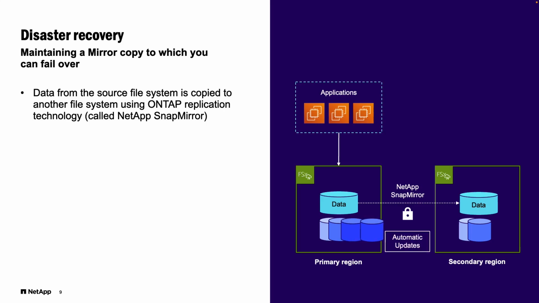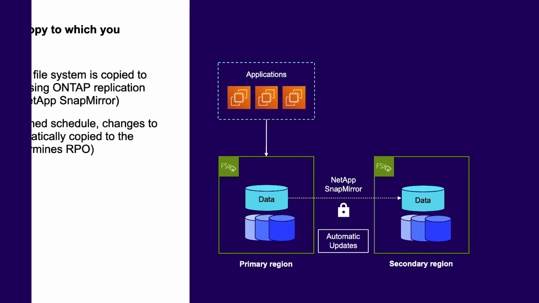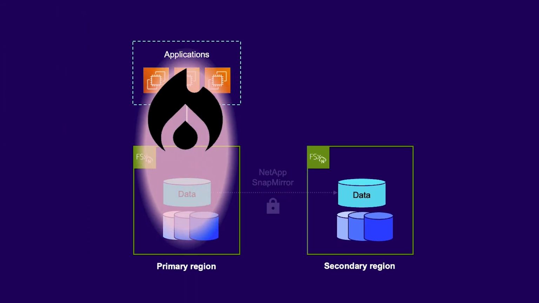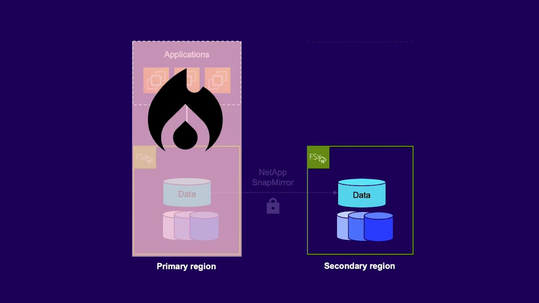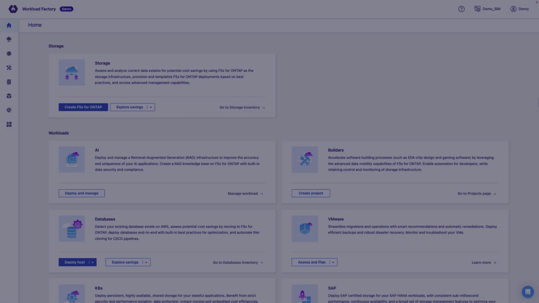Automated copying intervals can be defined to meet the recovery point objective. In each update, only new or changed data is copied, resulting in quick and efficient data transfers. Whenever a disaster strikes and the source file system is unavailable, the destination data is available and applications can instantly fail over and access their data. Now let's see an easy way to replicate data for disaster recovery between two file systems using BlueXP Workload Factory.